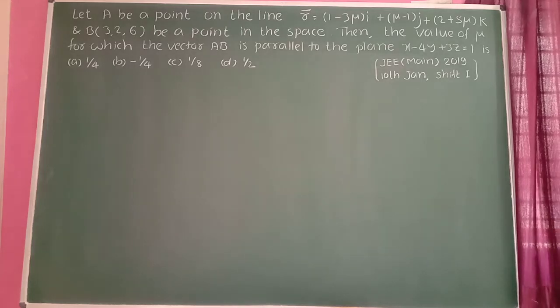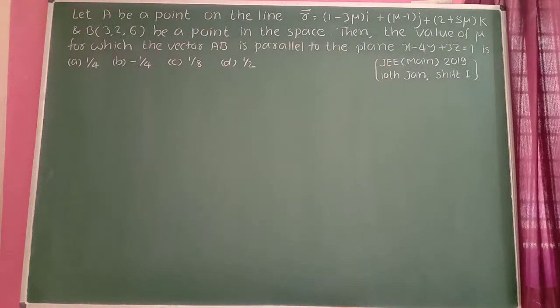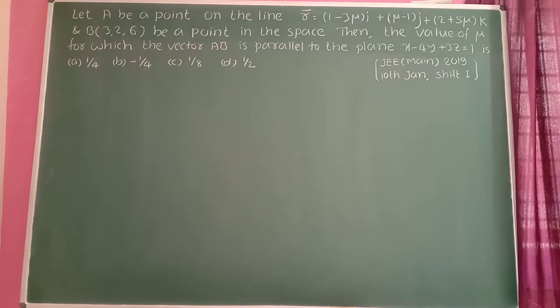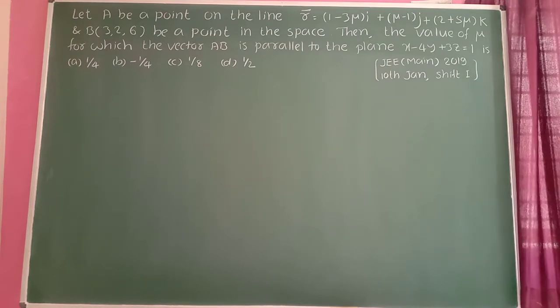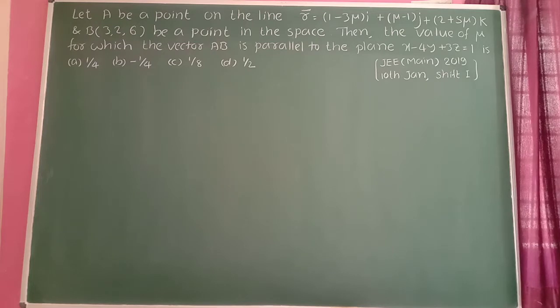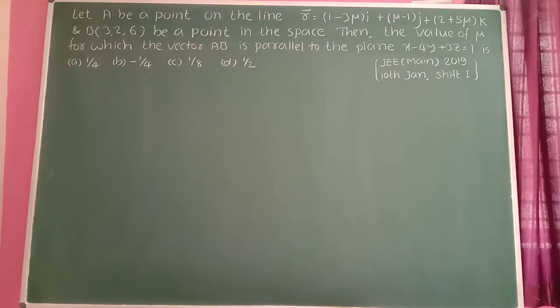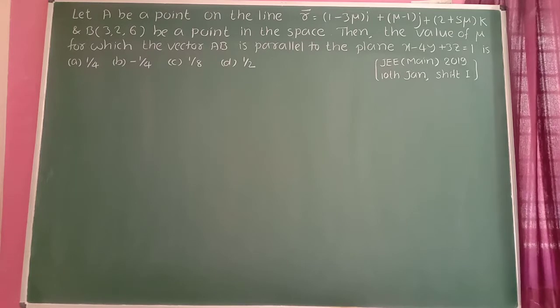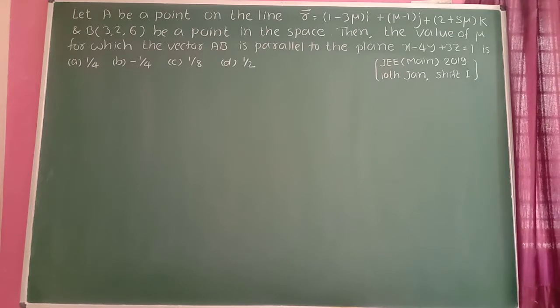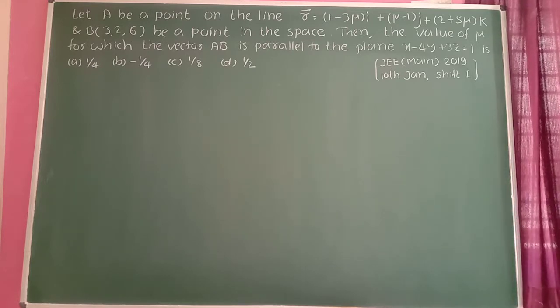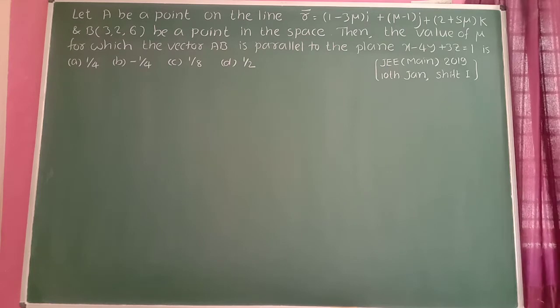Let A be a point on the line r bar = (1 - 3μ)i + (μ - 1)j + (2 + 5μ)k, and B (3, 2, 6) be a point in the space. Then find the value of μ for which the vector AB is parallel to the plane x - 4y + 3z = 1.